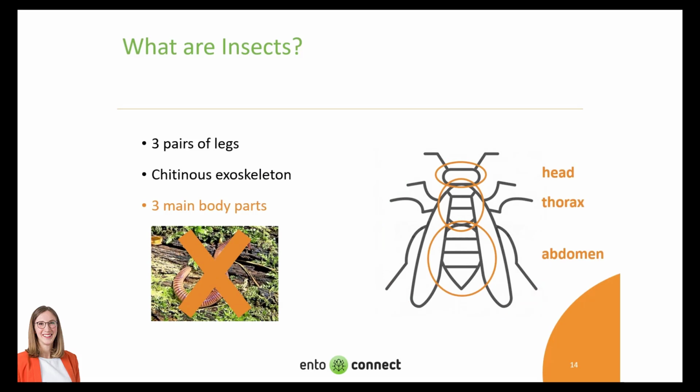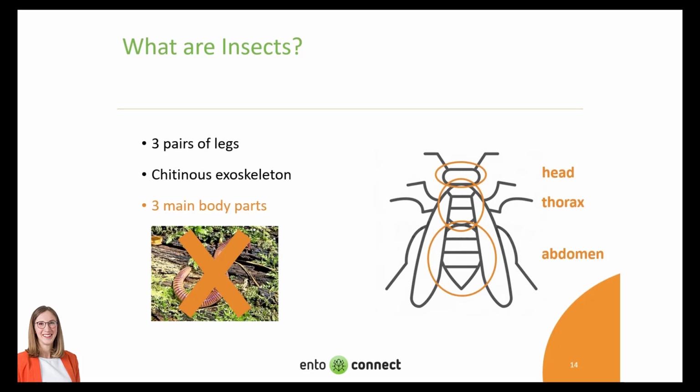What is very distinctive about insects, they have 3 main body parts. 2 more clicks, please. It's the head, the thorax, and the abdomen. And they can be found in every insect.